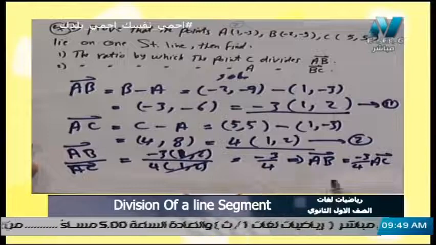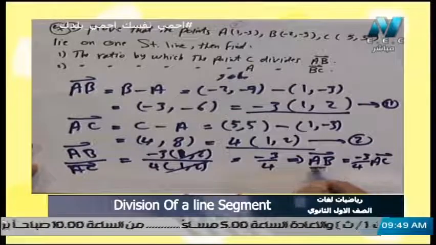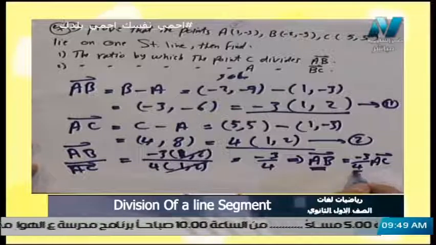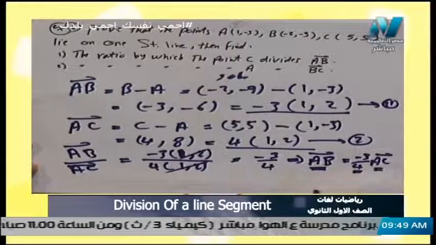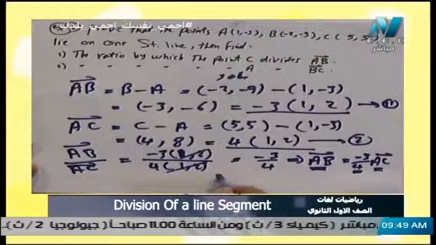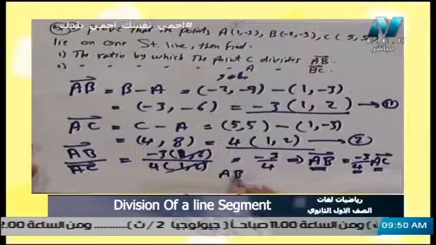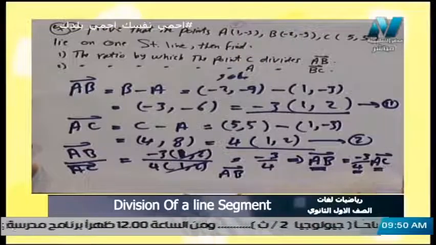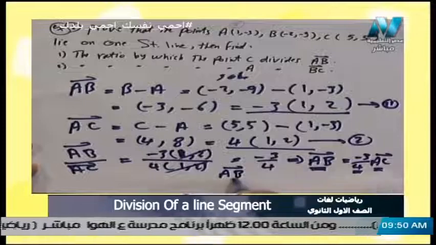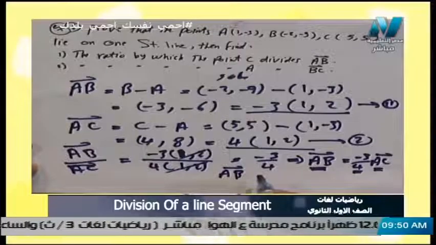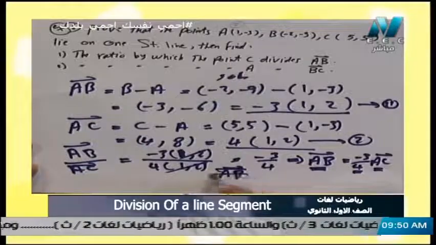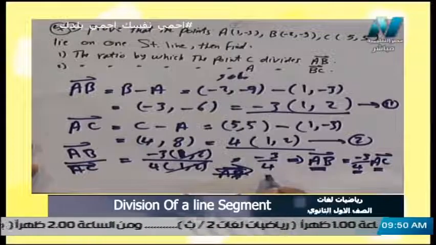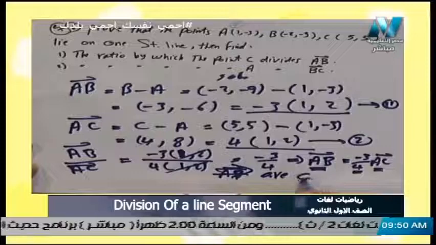What is the meaning of that? We know that if a vector equals k, whatever k is, a real number, multiplied by another vector, then AB and AC are parallel, but here we have a common point. So we will deduce that A, B, and C are collinear.